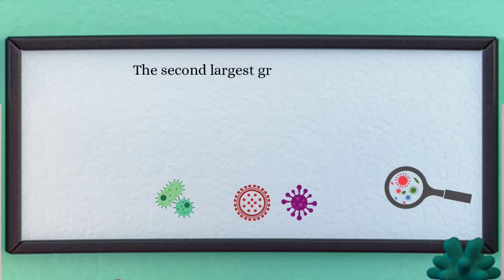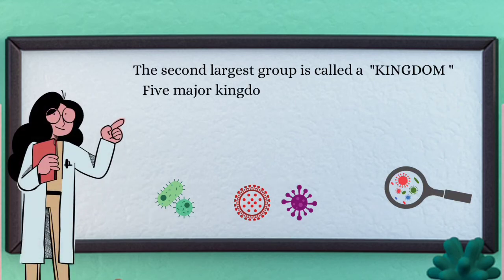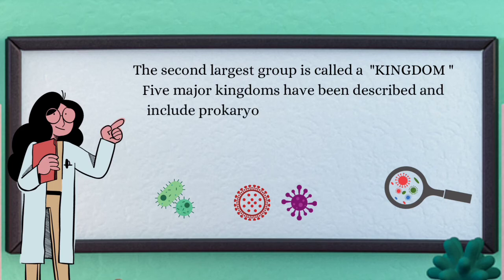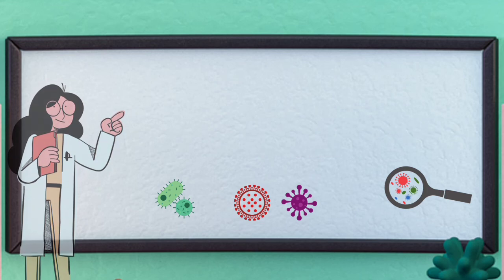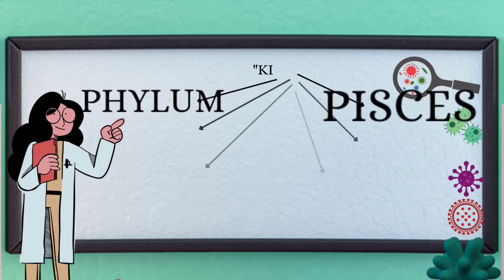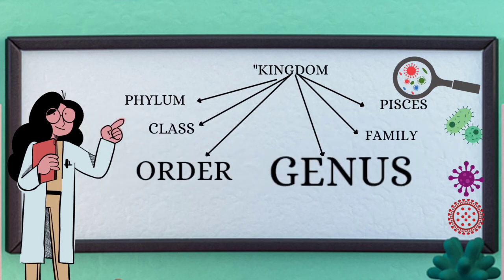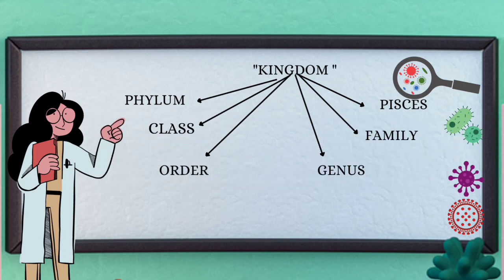The second largest group is called a kingdom. Five major kingdoms have been described and include prokaryota, archaea and bacteria, protista, protozoa and algae, fungi, plantae, and animalia. A kingdom is further split into phylum or division, class, order, family, genus, and species, which is the smallest group.